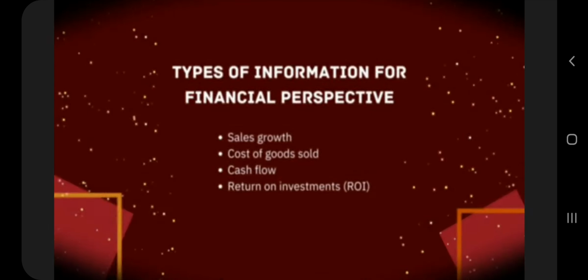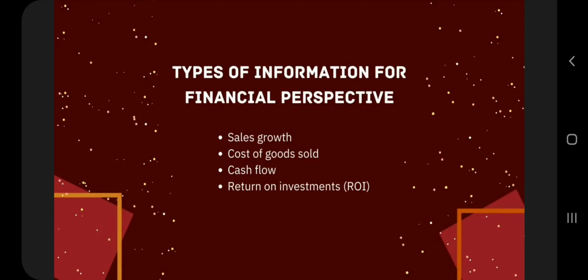First, types of information for financial perspective. This perspective needs information that can show how money is circulated. The ability to effectively manage money is essential for any successful organization. It is important to understand where your money comes from, how much you take in, and where you want to put it to work. So common examples of information for it are sales growth, cost of goods sold, cash flow, return on investment, and the like.